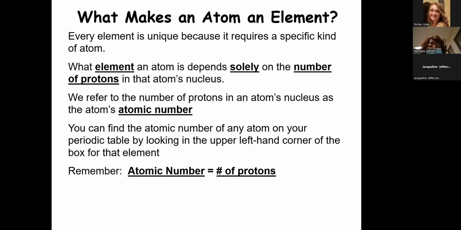So when I call an element by its number, I will say element 13. Element 13 is aluminum, or element 16 is sulfur, or whatever it might be. All right, so let's go to the next one.